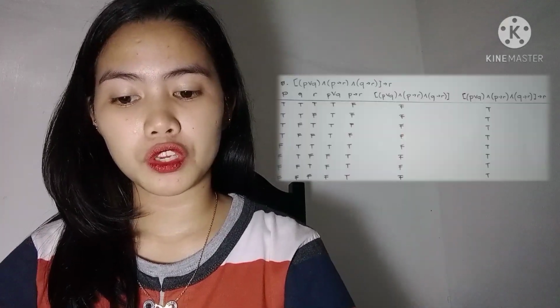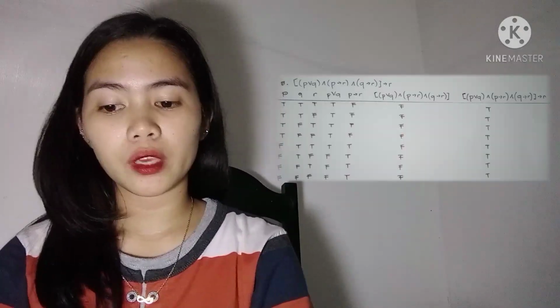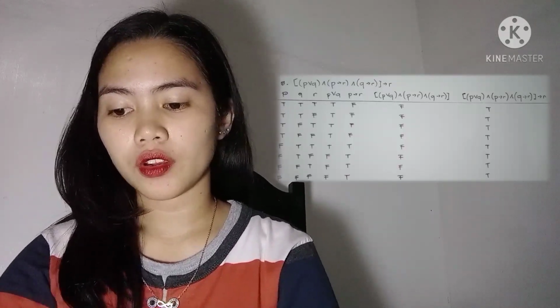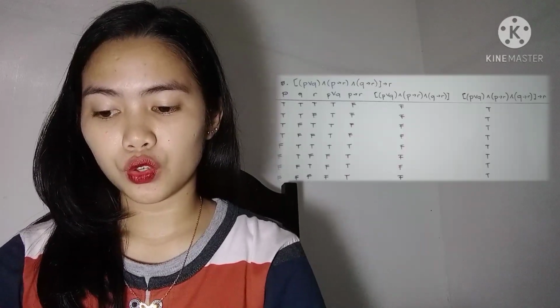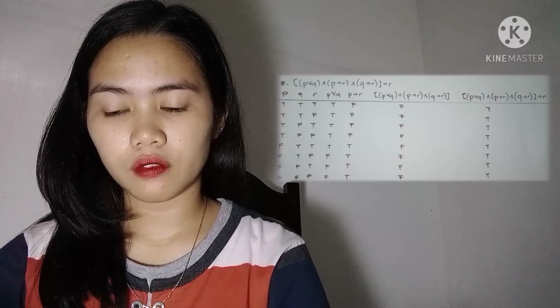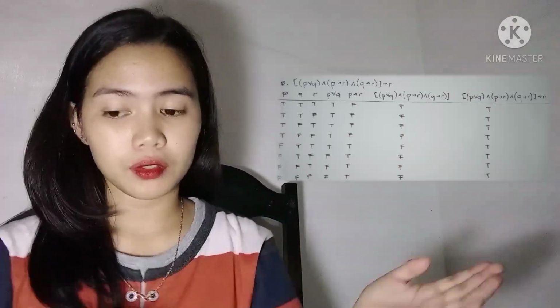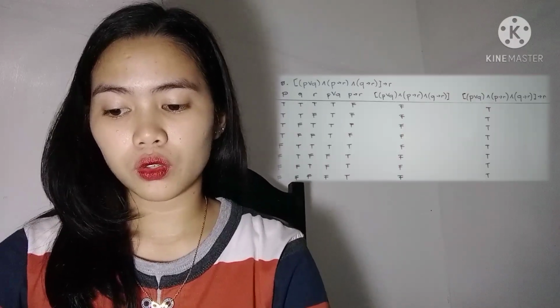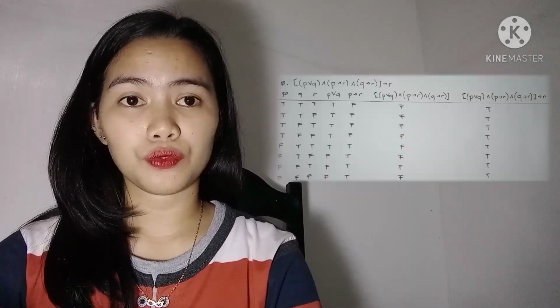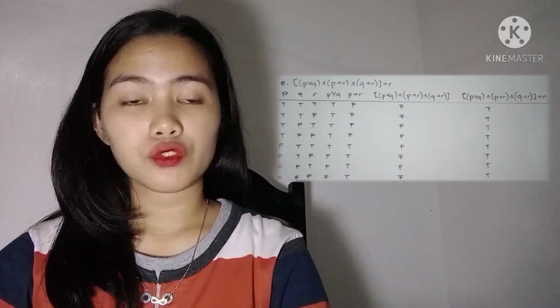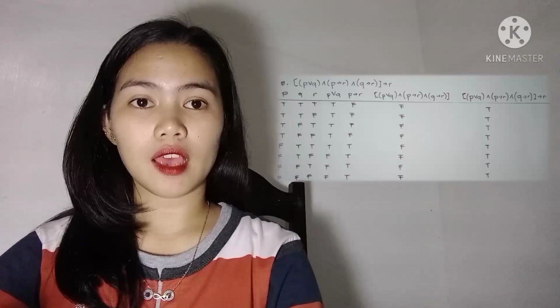So, the next one: the conjunction of P, conjunction Q, P implies R, and Q implies R, implies R. So, P is true, true, true, true, false, false, false, false. And Q is true, true, false, false, true, true, false, false. And then R is true, false, true, false, true, false, true, false.